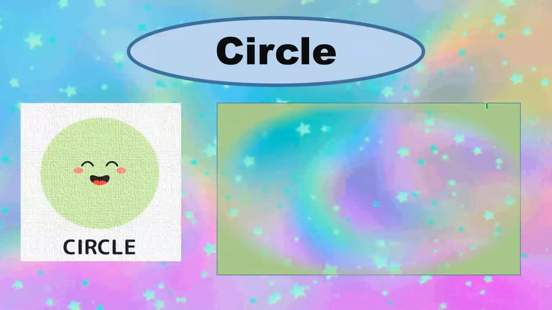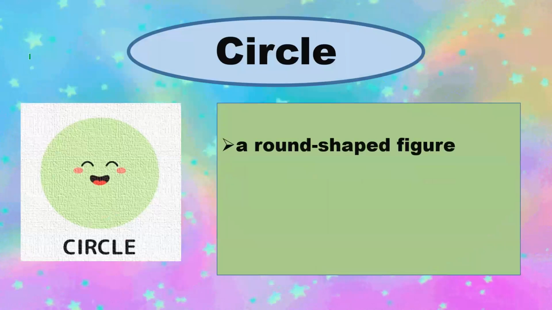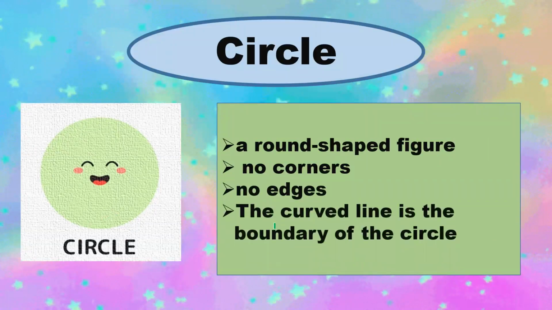Okay, what is a circle? It's a round shaped figure. No corners, no edges. The curved line is the boundary of the circle. Now, this is the curved line. You can see this curved circular line is the boundary of the circle.